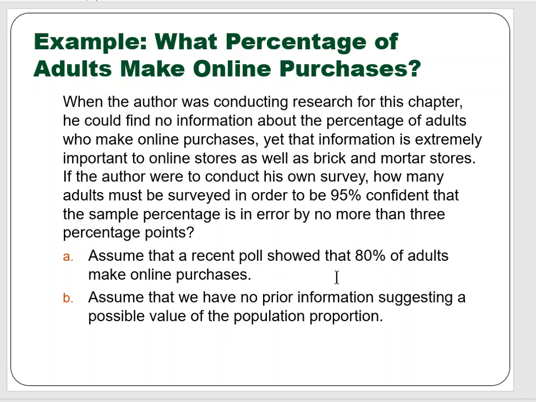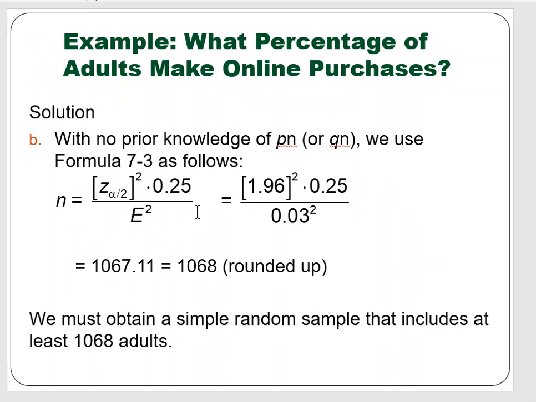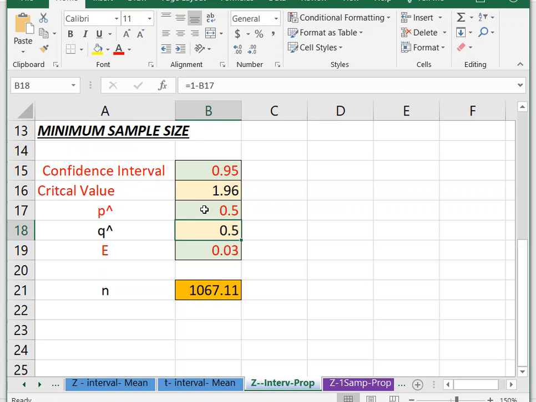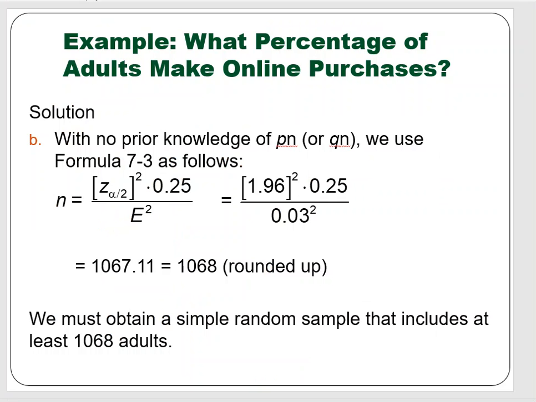So an example, we've got a person who wants to calculate here. Assume a recent poll showed 80% of adults make online purchases. Assume that we have no prior suggestion of possible values. So I can plug in, if I have no possible values, but I want a margin of error of 3%, there's my values. And I just showed you that in Excel. 95%, P hat, I put in a 50%. Now, if I had some prior historical probabilities to deal with, I would put those in. That would change my minimum sample size. But again, always round up. Thank you.